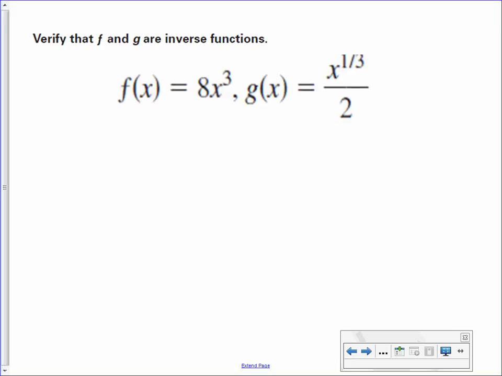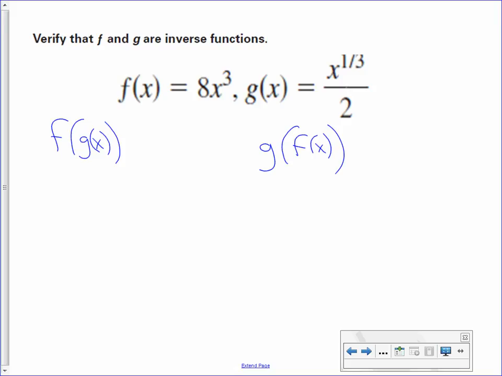It says verify that f and g are inverses of one another. That means you're going to go f of g of x and g of f of x. If both of those equal x when you're done, yes, they are inverses. If they don't, they're not inverses. And just double check and make sure you didn't mess up. Yeah, they have to equal x for it to be inverses.